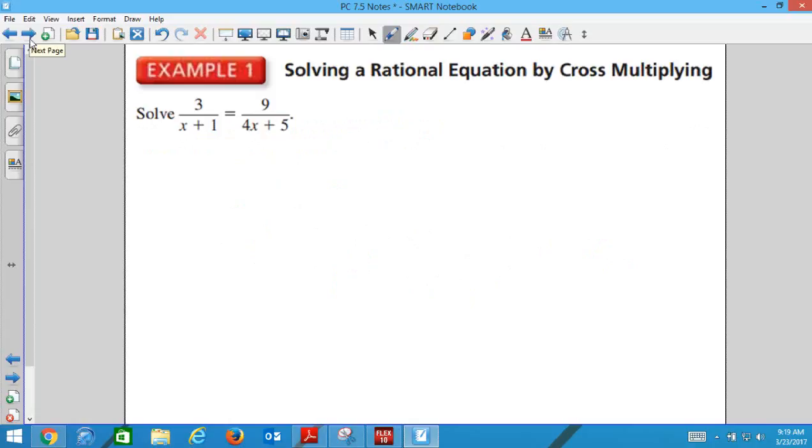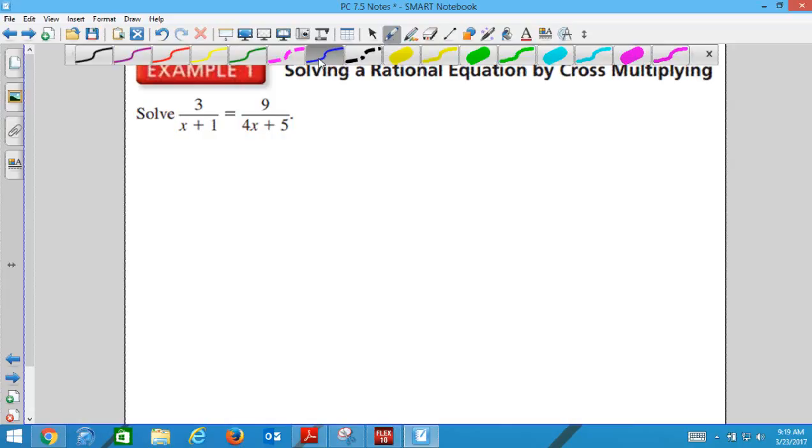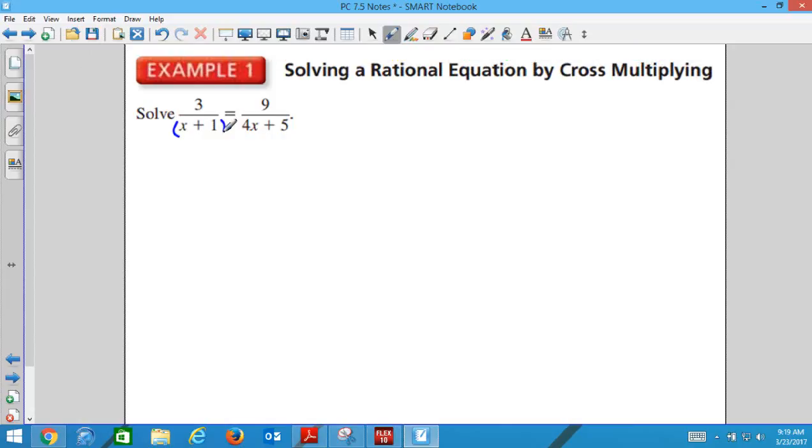So here is our first example. Do we have one fraction on each side of the equal sign? We do have one fraction, so we can use cross multiplying. You have got to be careful because there are understood parentheses that we've been talking about lately. They're not writing them in there, but you know they have to be there. So when we do cross multiply, we're going to have 3 parentheses 4x plus 5 equals 9 parentheses x plus 1.